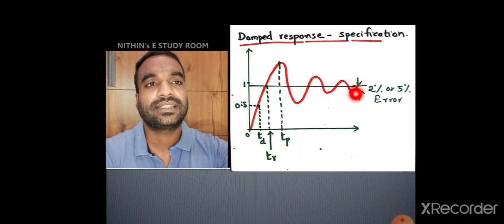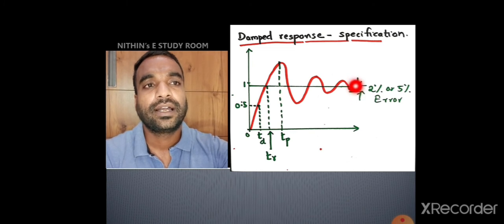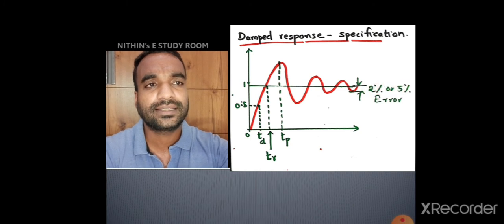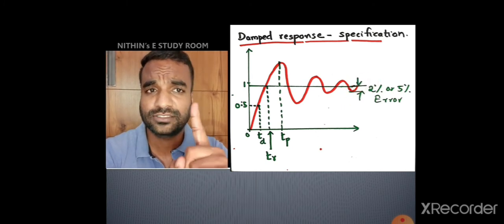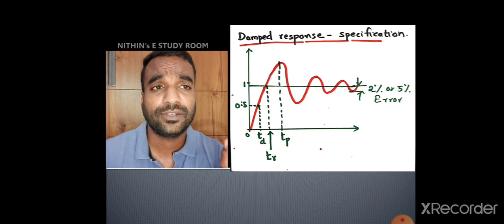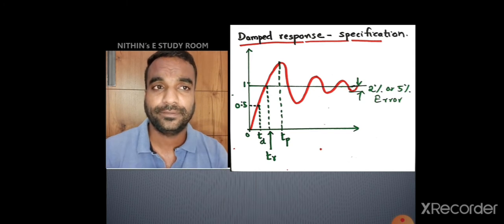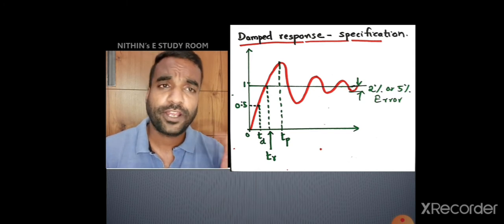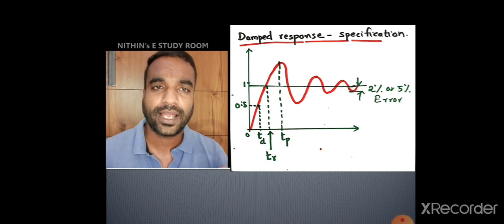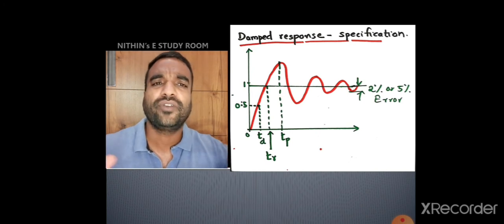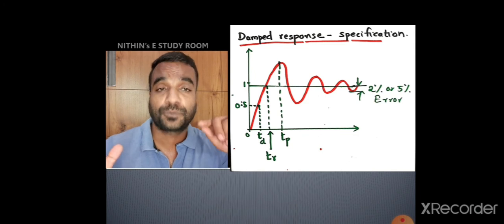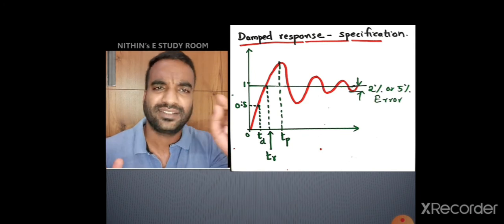Here we can see this is an error, because the response didn't reach the final value. Again it will keep oscillating like this. But here the error means the difference between the response value and the expected final value. Expected final value is always 1. The difference between the present response value and the expected final value is 2% only or 5% only. That error we can tolerate. I am not ready to wait up to infinity for the response to touch 1. Let it oscillate.